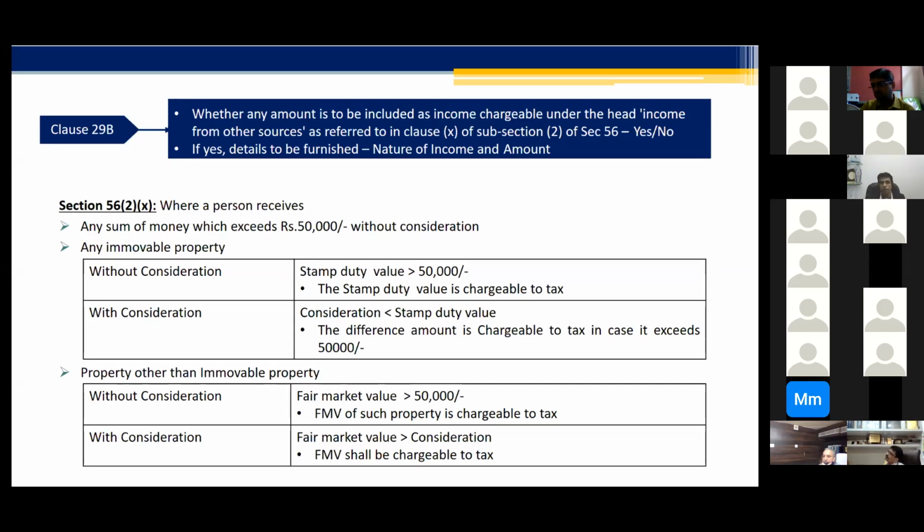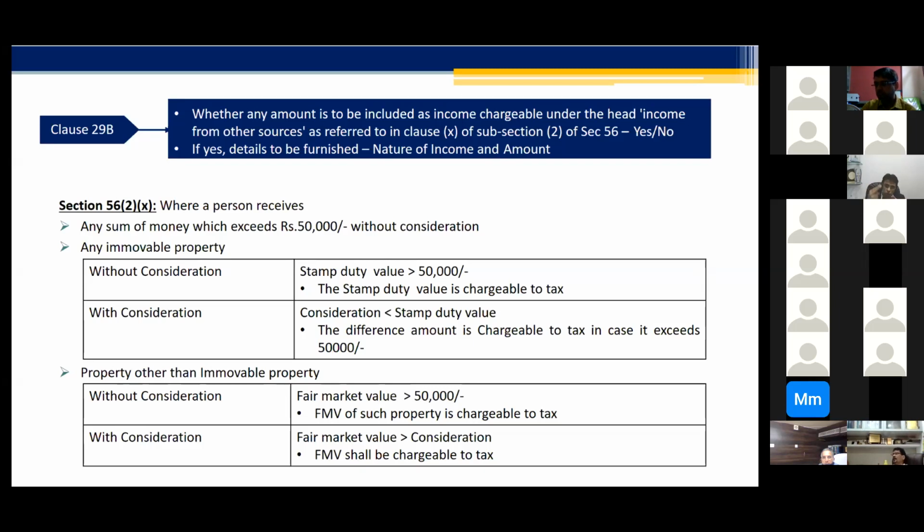Now the question arises, if you read 29B actually, and this text, it clearly says you have to say what is the amount to be included. Whereas technically, only because there is a difference between the transaction value and the stamp duty value, it does not become income under 56.2.10. Because the assessee has all the power to rebut the claim, to rebut the stamp duty value. He can refer this matter to the DVO.